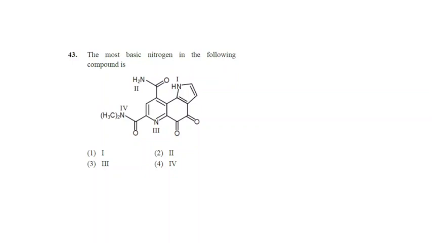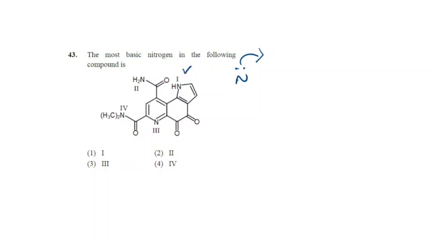Very important concept. Here they're asking for the most basic nitrogen in the following compounds. How to solve this type of question: look for the free lone pair of electrons on the nitrogen. The one which readily gives the lone pair of electrons is more basic in nature. For that, the lone pair must be free. It must not be involved in either resonance or aromaticity.